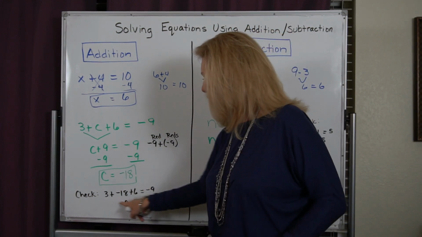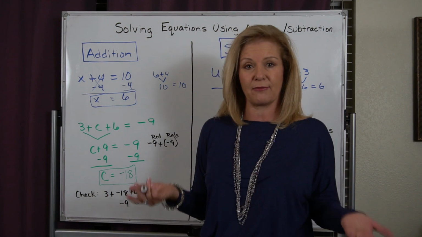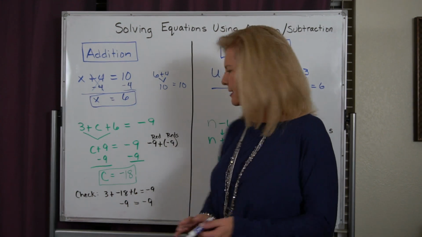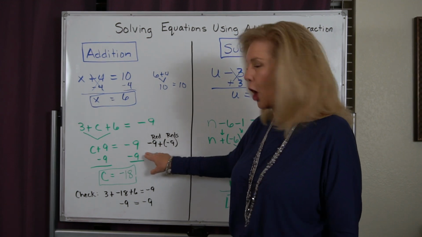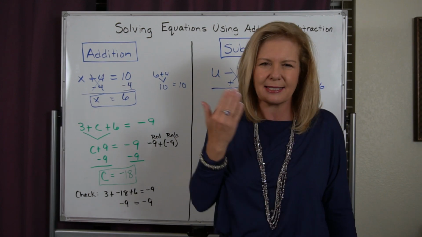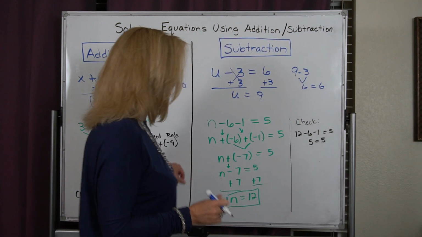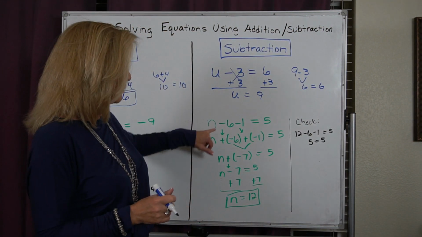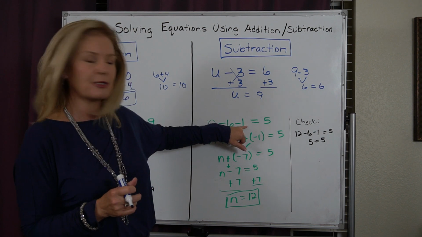And when I go and I plug it back in, I can see both sides equal -9, therefore it has to be correct. So be careful when you're working with these negative integers. Always rewrite a subtraction to plus the opposite, just so you can see whether that integer is a positive or a negative. Now we can also do it when we have two constants over on this side.